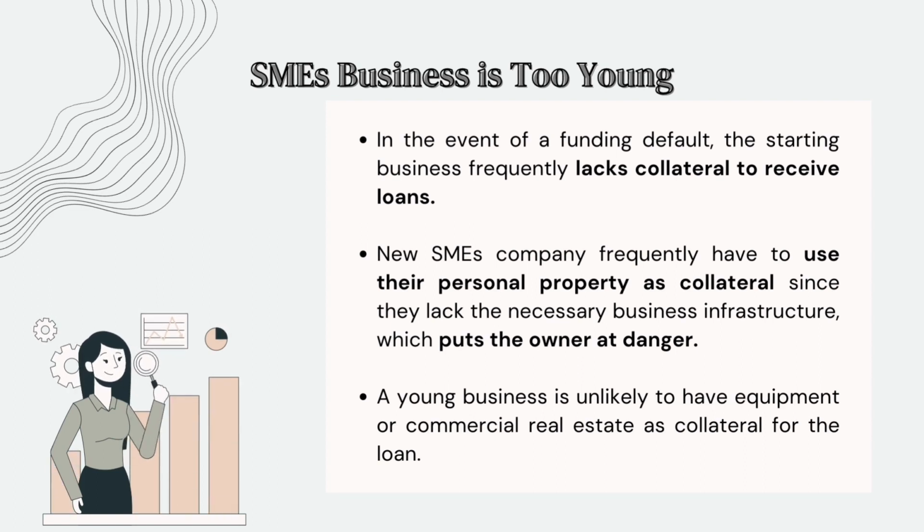As an illustration, Hassan was prepared to use his property as collateral for a bank loan to support the opening of a small business. However, his wife disagreed with his choice because she feared that if the company failed, the bank would take over Hassan's property. This is one of the biggest causes of young businesses being rejected by banks. A young business is unlikely to have the equipment or commercial real estate as collateral for the loan.